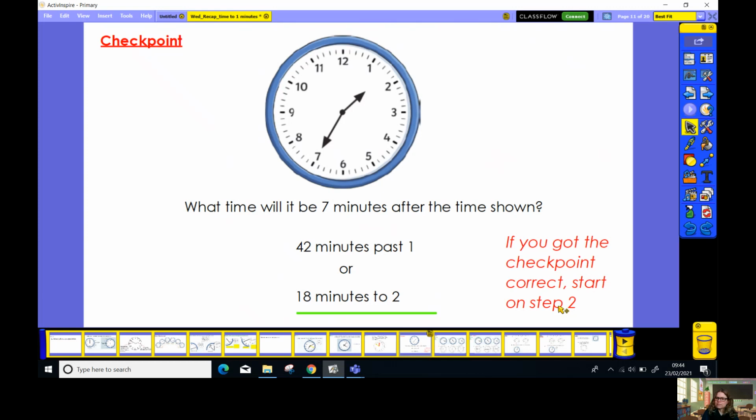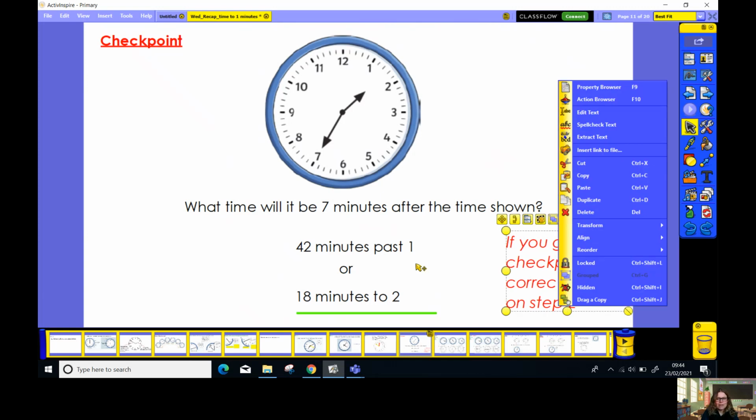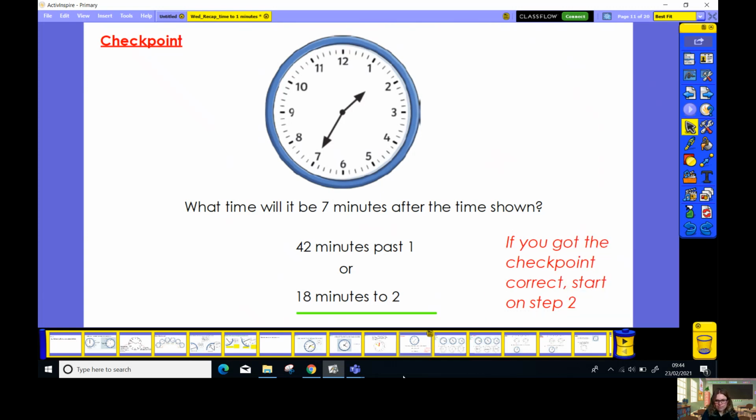If you got the checkpoint correct, please start on step 2. If you didn't, start on step 1 and see how you get along, but don't forget to mark your answers after each step. If you can, try and get to the digging deeper.